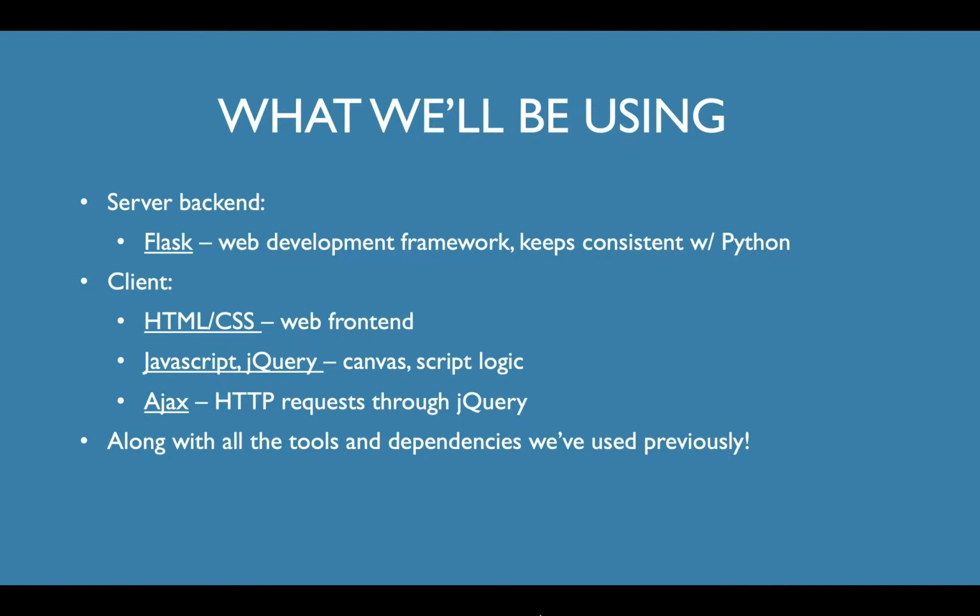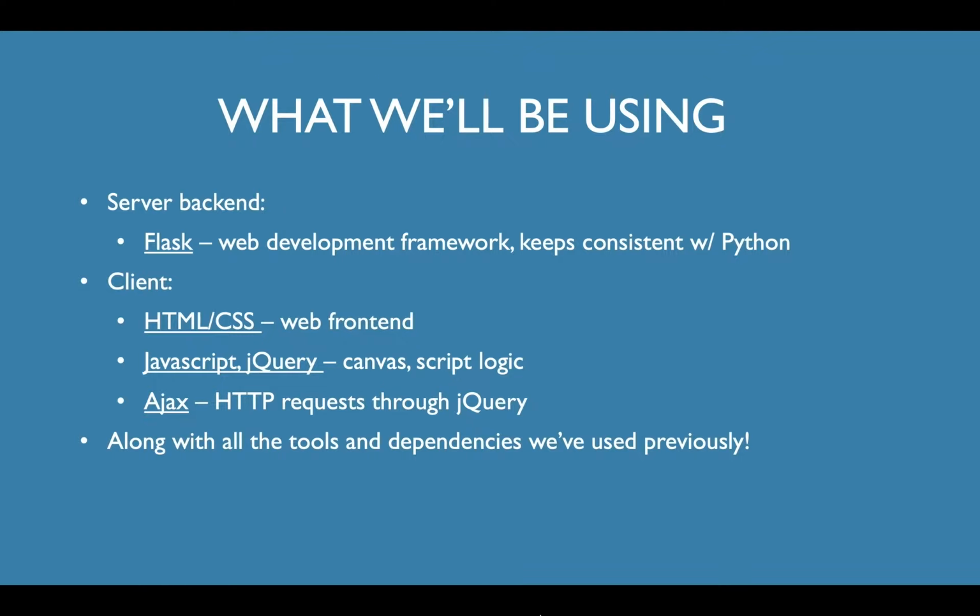So for this workshop, we're going to be using a few things. For the server backend, we're going to be using Flask, which is a web development framework. And the reason we're using Flask over something like Express and Node is that Flask keeps consistent with Python. We're using Python, especially with our machine learning model, using Keras, and we have our predict script that we built in the previous workshop using Python. This way, we can just copy over the script and not have to transfer it over to a different language, as well as it keeps consistent with all of the different dependencies that are Python related.